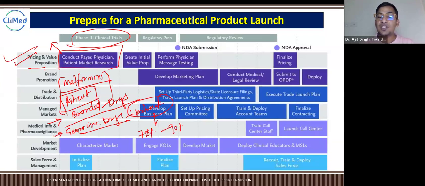70 to 90% of the subsidy is paid by the central government. When you're taking drugs from Pradhan Mantri Jan Aushadhi Yojana, or your neighbors and elder people in the house are taking the drugs from there, you are getting the drugs at a very cheap rate.